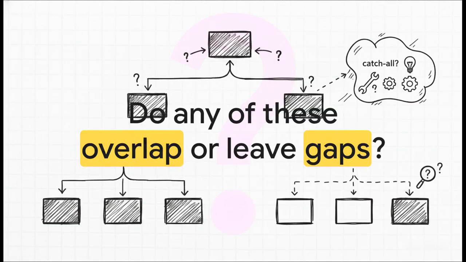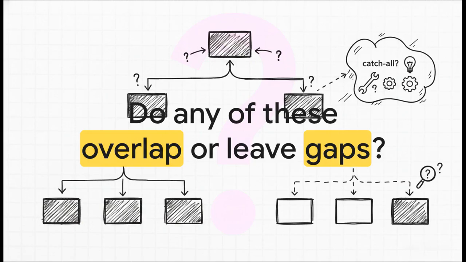But hold on, before we act, we have to ask a critical question. Do any of these overlap or leave gaps? This is your stress test. Would 2 of our branches explain the exact same issue? Is there a missing category that just doesn't fit anywhere? Are any of our buckets just lazy catch-alls?